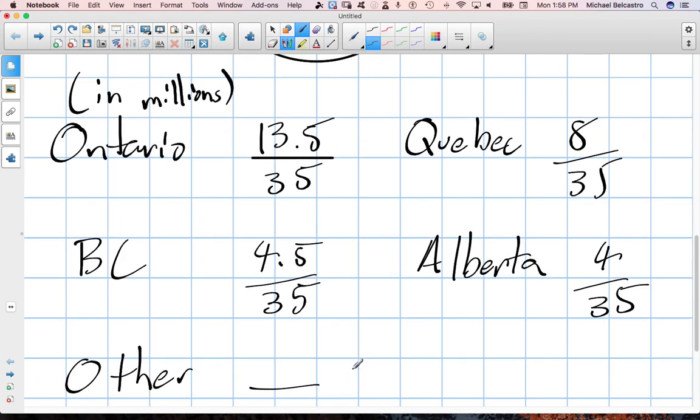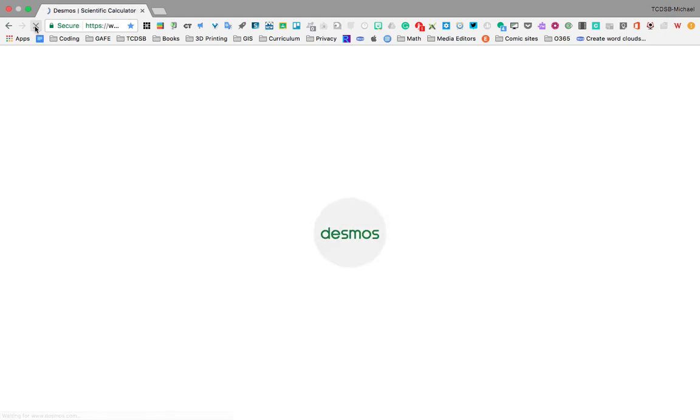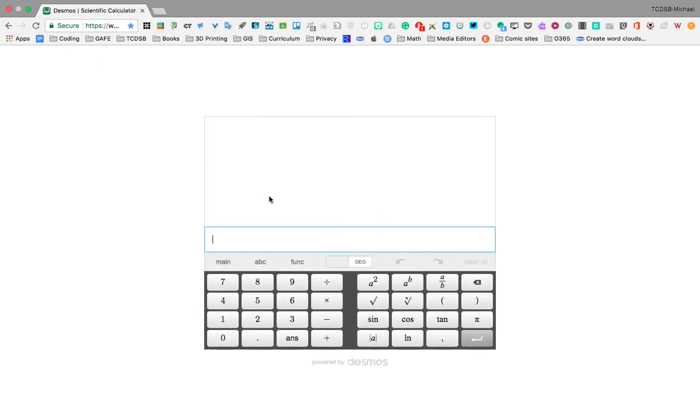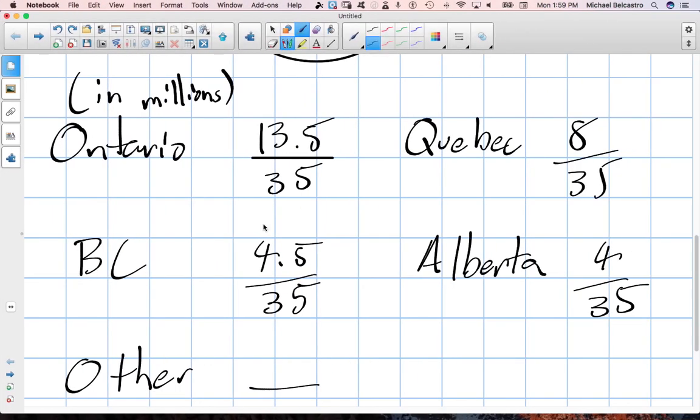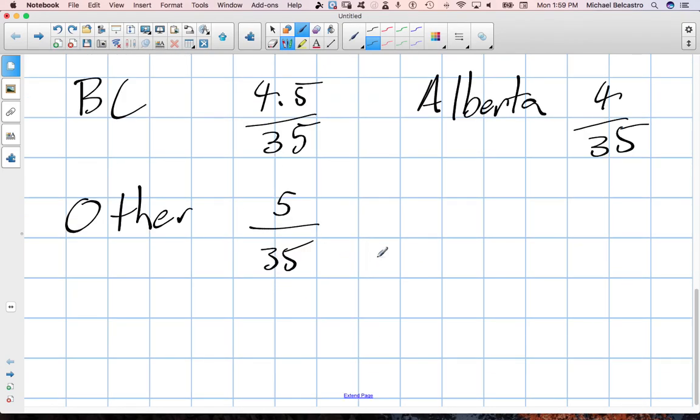So we'll quickly add up 13.5 plus 4.5. So that's Ontario plus BC plus Quebec plus Alberta. 13.5 plus Quebec was 8 plus BC was 4.5 plus Alberta was 4. Okay, so it's 30. Great, which means if there's 35 million, other is the other 5 million population. The other 5 million people in Canada live outside of those provinces.